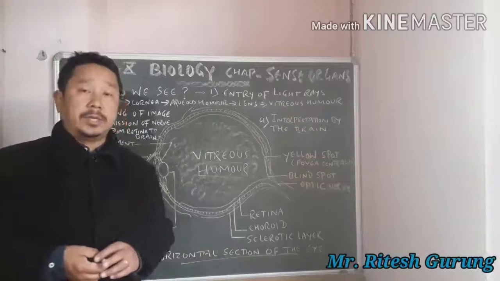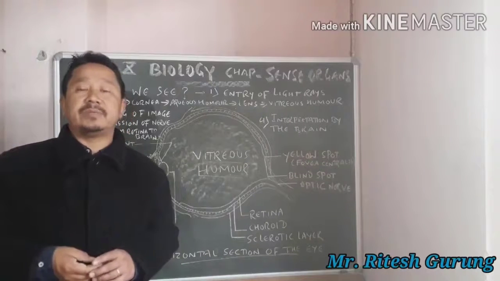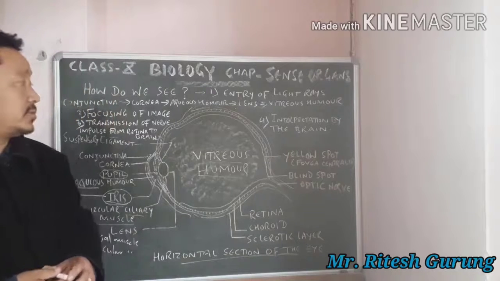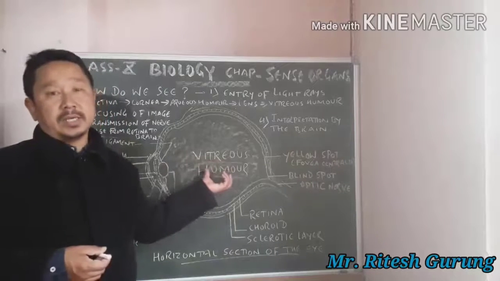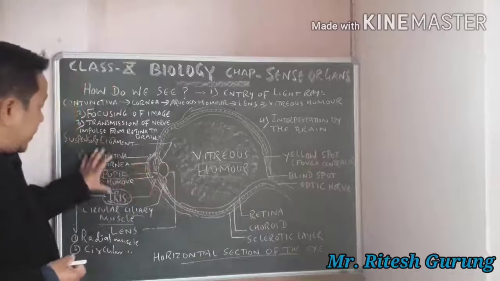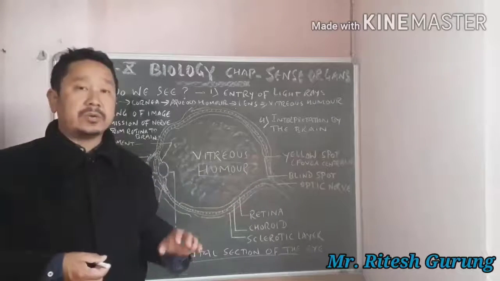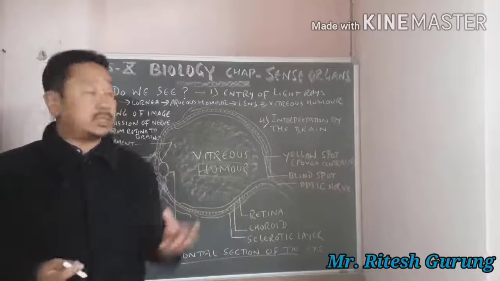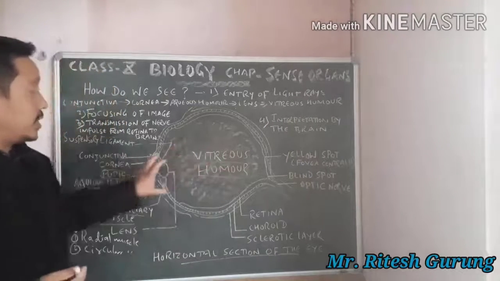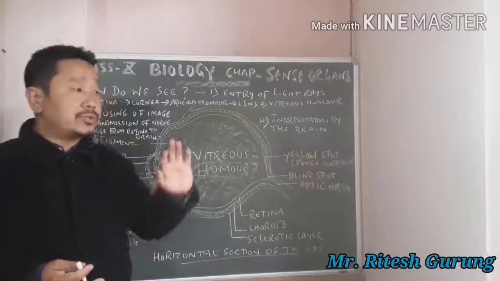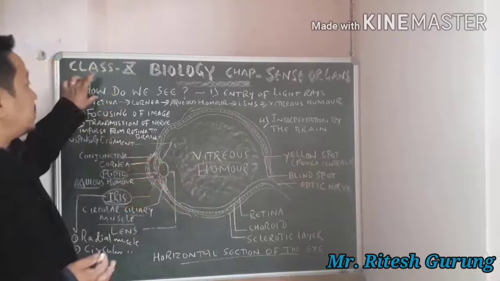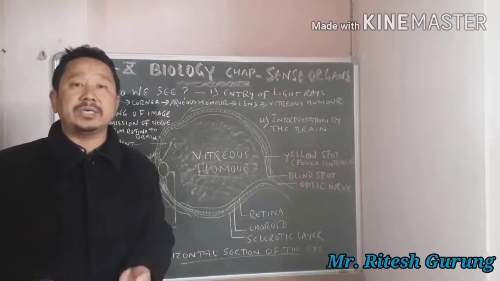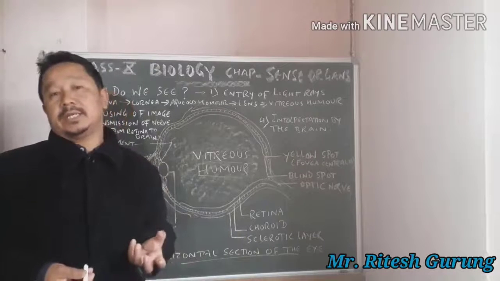Children, we'll continue chapter number 11, that is sense organs. In the last session we had a talk about the structure of the human eye, where we found the number of parts shown in the diagram. We even tried to discuss all about the functions of all the parts shown here in the diagram. Today we'll start with this point: how do we see, or how is the image formed in the eye?